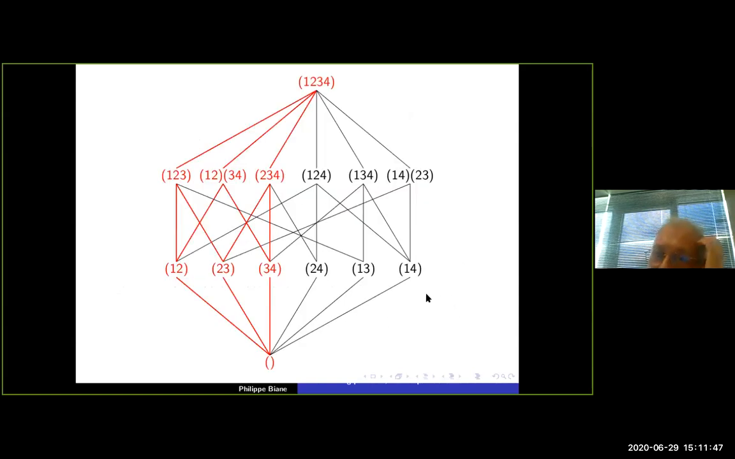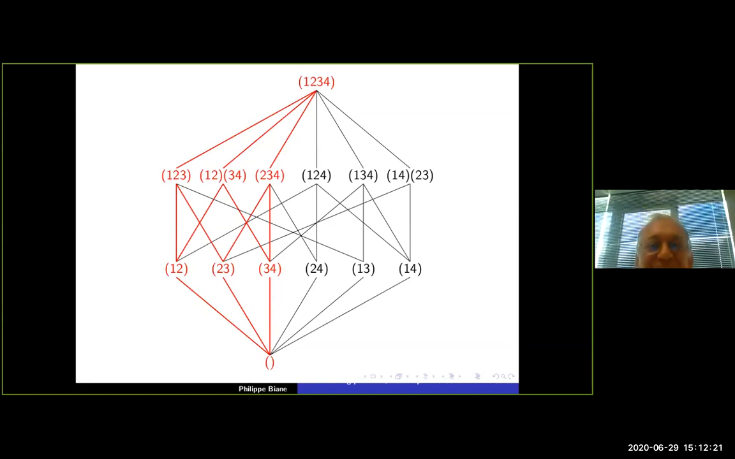So here is again the picture of the lattice of non-crossing partitions in S4. Here we have the Coxeter element 1, 2, 3, 4, and here we have the lattice of all non-crossing partitions. And in red, we have the lattice of interval partitions. And now I will show you what happens if you change the Coxeter element.